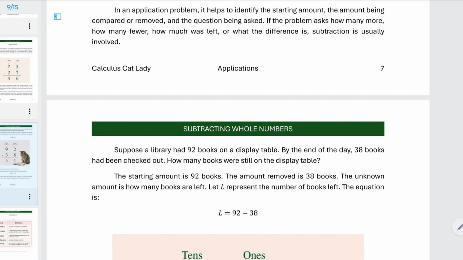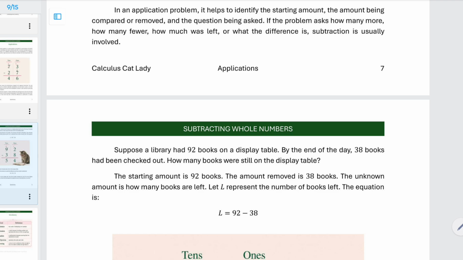In an application problem, it helps to identify the starting amount, the amount being compared or removed, and the question being asked. If the problem asks how many more, how many fewer, how much was left, or what the difference is, subtraction is usually involved.